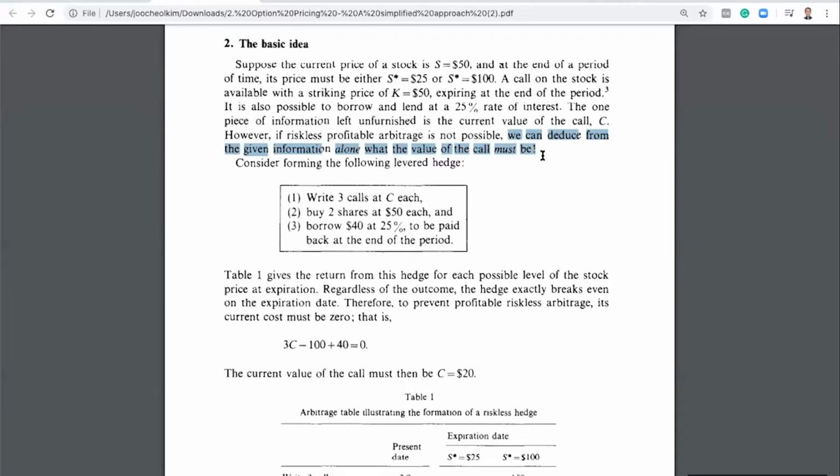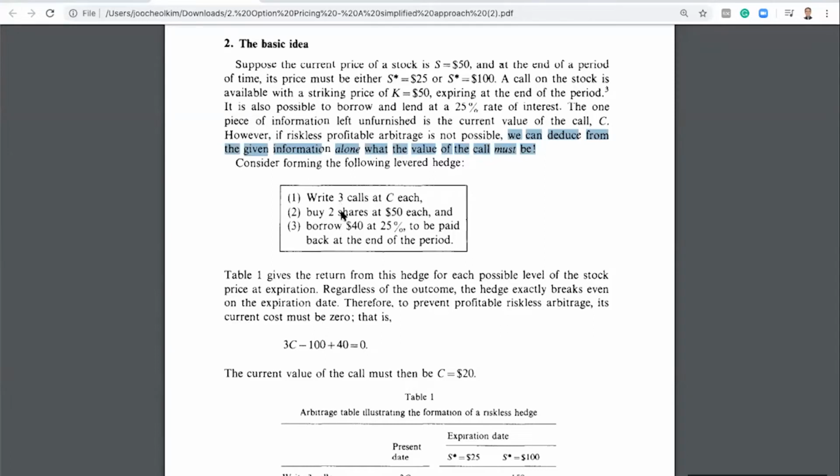So if you assume that there is no such a riskless profitable arbitrage, then with all these 8 numbers, we can always find the only one unfurnished information, and that number must be the value we are going to calculate.